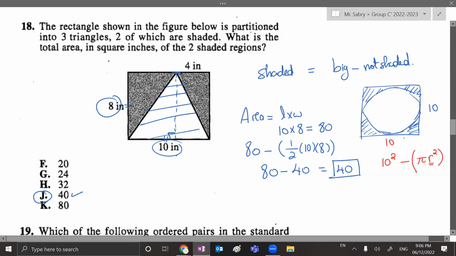What's the r? If this side altogether is 10, then the radius is half of it, which is 5. So r should be 5. So it's 10 power 2 minus pi 5 power 2, which is 100 minus 25 pi. This is the area of the shaded region.